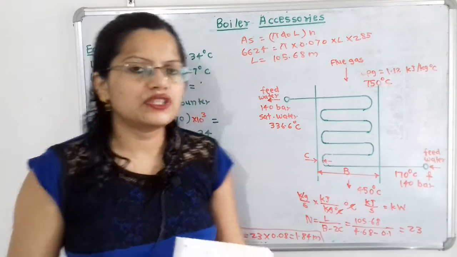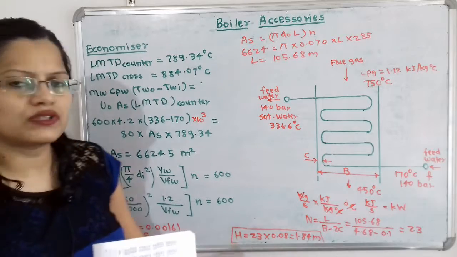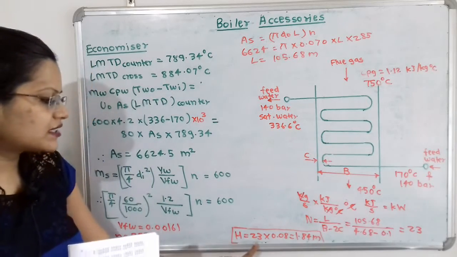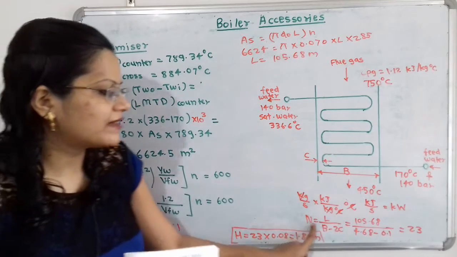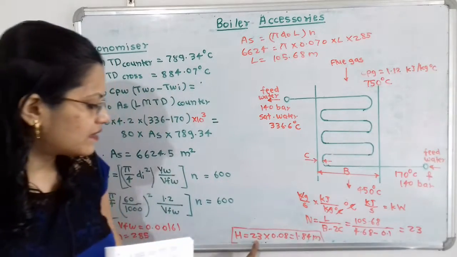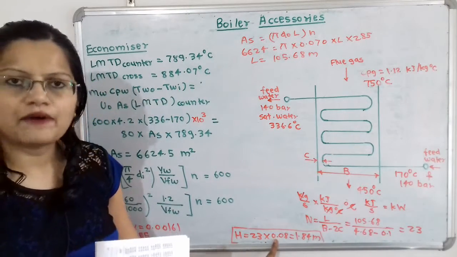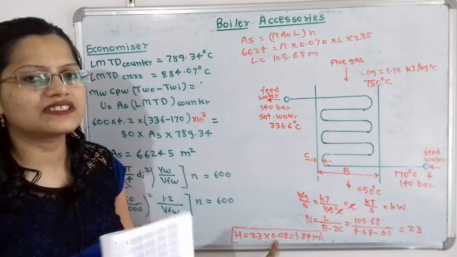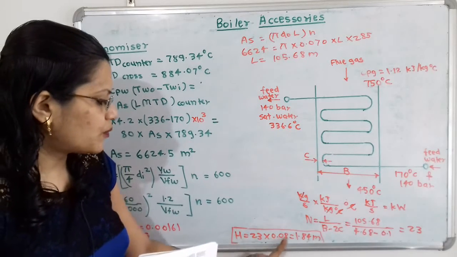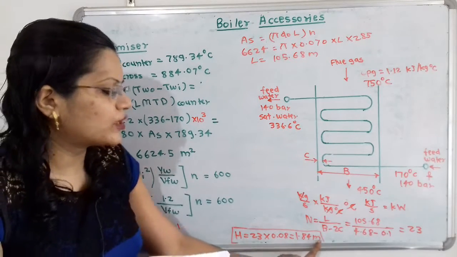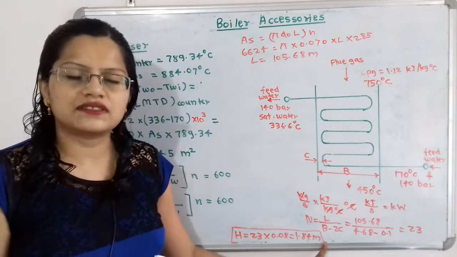Now what is the question? Question is that we have to find out the vertical height. So height is equal to pitch multiplied by this number of turns. 23 multiplied by pitch, we have to convert it into meter. It is given in centimeter, 0.08, which is equal to 1.84 meter, and this is the answer.